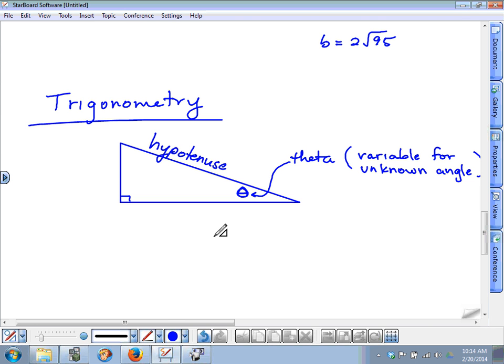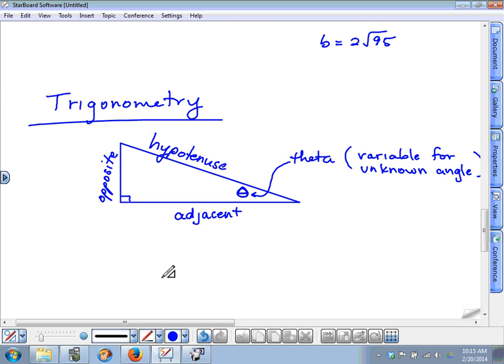Okay? So listen carefully. If this is where theta is, how would you classify this side? The opposite side or the adjacent side? Adjacent means next to. Opposite means across from. So in relation to this angle theta, how would you classify this side? Opposite. This is the opposite side right here. Adjacent, A-D-J-A-C-E-N-T. Adjacent means next to. The adjacent side comes together with the hypotenuse there to form that theta.